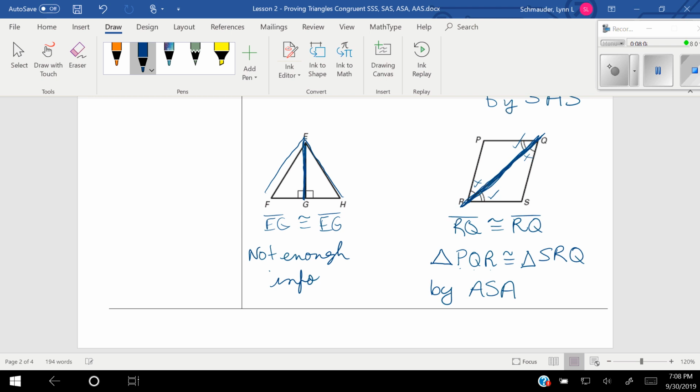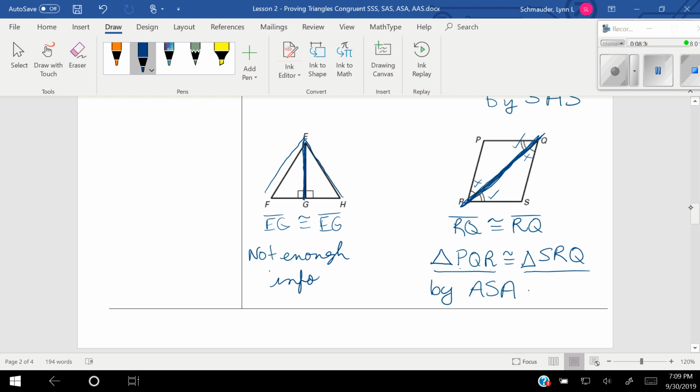So angle P is congruent to angle S. Angle Q, well, I can't call it angle Q. I have to call it angle PQR, which is congruent to angle SRQ, and so forth. So triangle PQR is congruent to triangle SRQ by angle side angle.